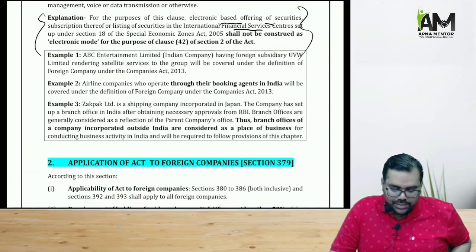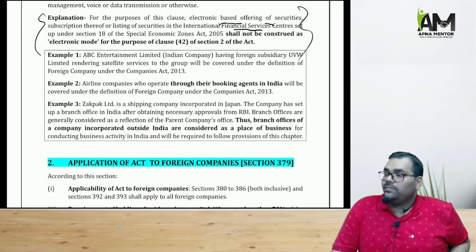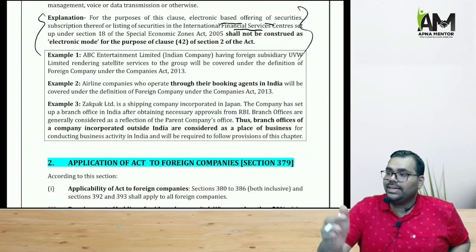Right. Similarly, there are many airline companies who operate in India, but they don't have any physical office. They tie up with Indian agents.